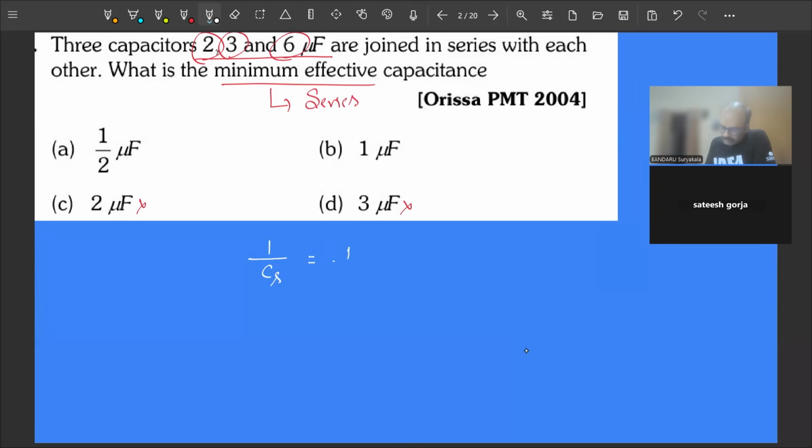So 1 by CS equals 1 by 2 plus 1 by 3 plus 1 by 6. Here 6 is the LCM. 2 3s are 6, 3 2s are 6, 6 1s are 6. So CS equals 6 by 6, it becomes 1 microfarad. So the answer is option B.